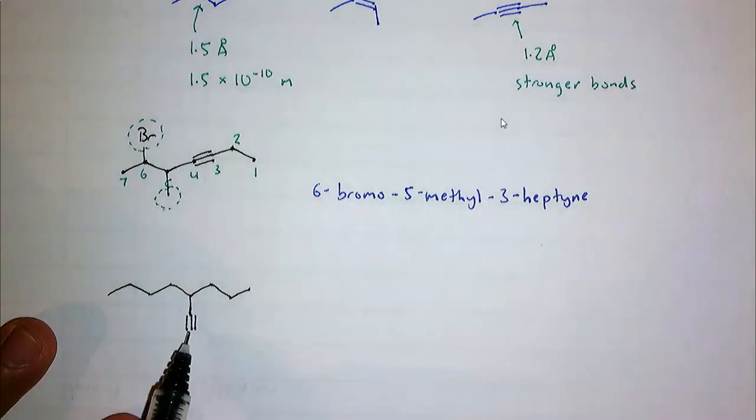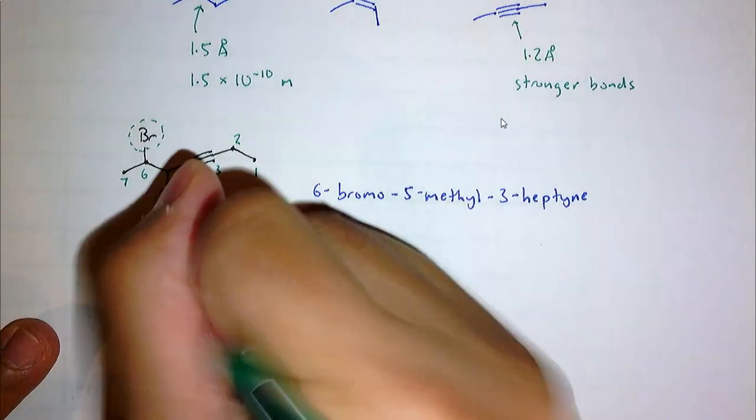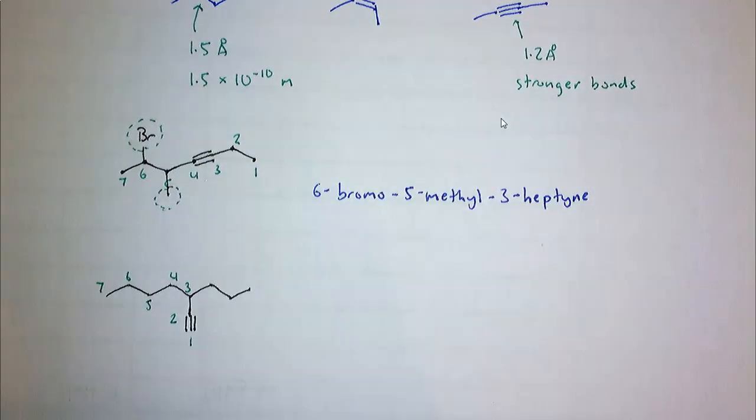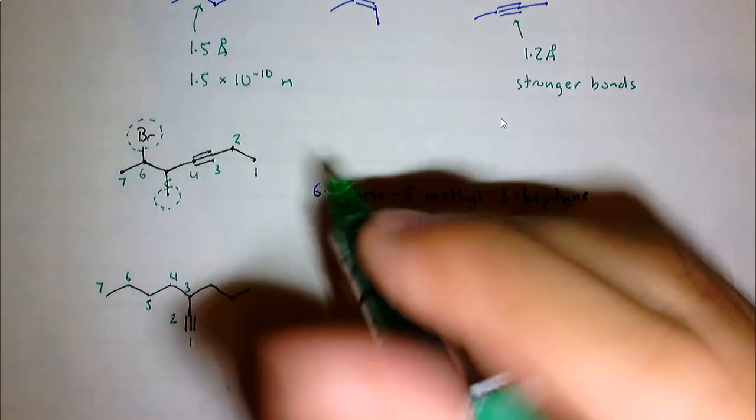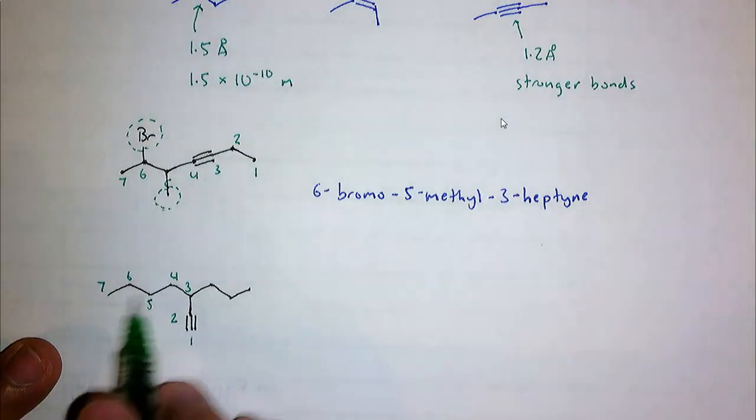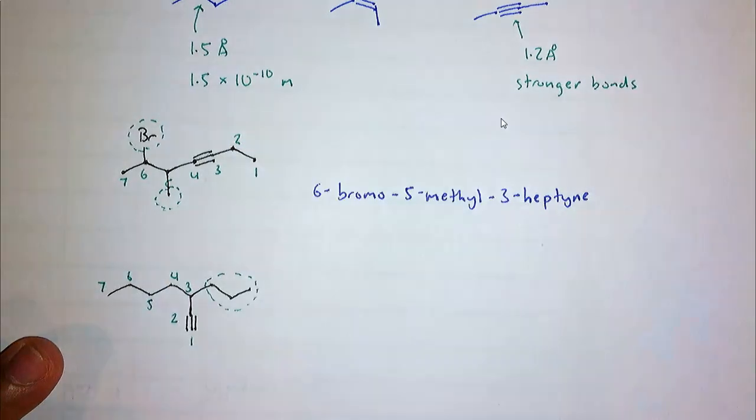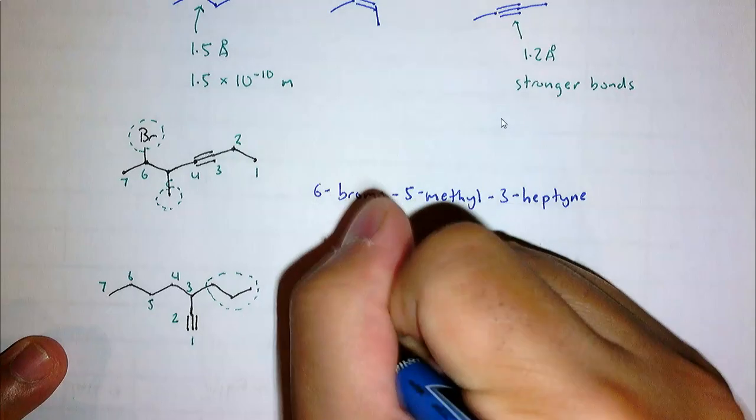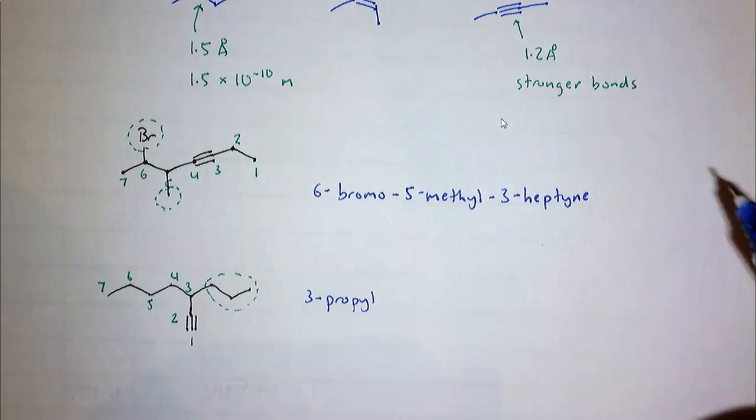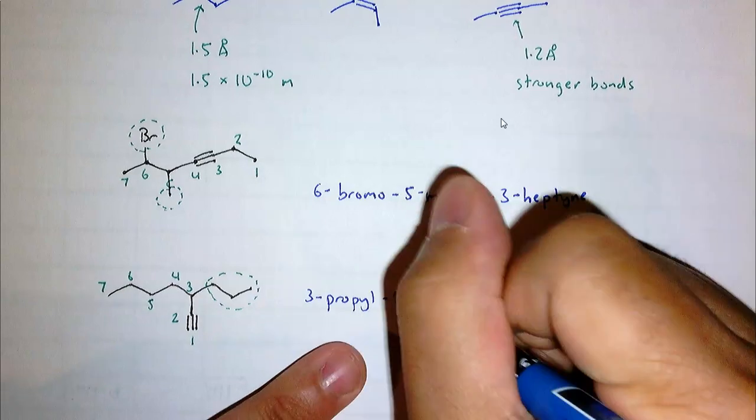We have to count from here, and we have 1, 2, 3, let's go to the left, 4, 5, 6, 7. So it's not actually 8. The longest continuous carbon chain that includes both carbons of the alkyne is 7. And this is our substituent. It's a propyl group, and it's on carbon 3. 3-propyl. I did another 7 carbon chain. Locate the triple bond: 1. Again, we have a heptyne.